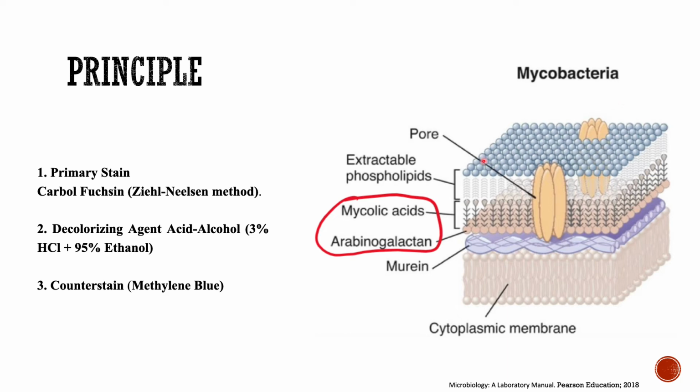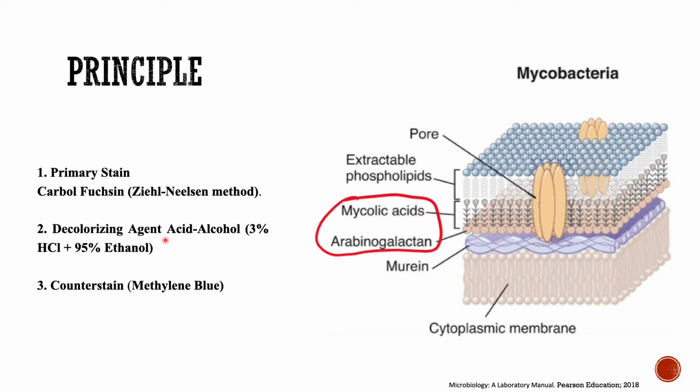In other kinds of bacteria, we don't have this layer. So while adding the carbolfuchsin, I will make some comparison between this bacteria and the other kinds of bacteria. With the heat, the stain will penetrate this layer, but the other bacteria will also take the stain, because they have, for example, peptidoglycan or something like that.